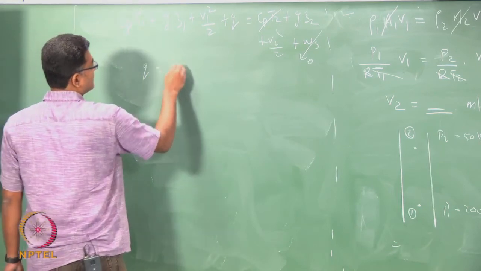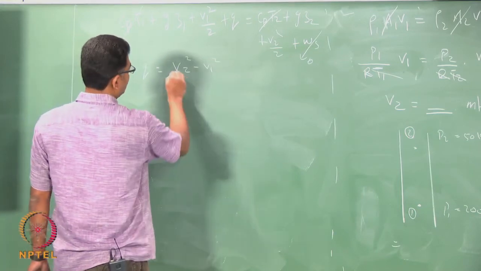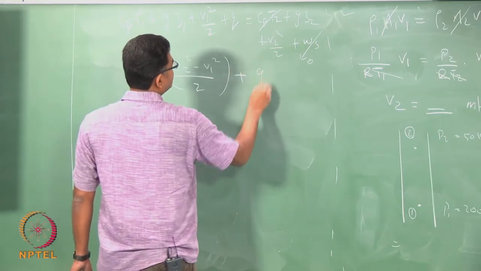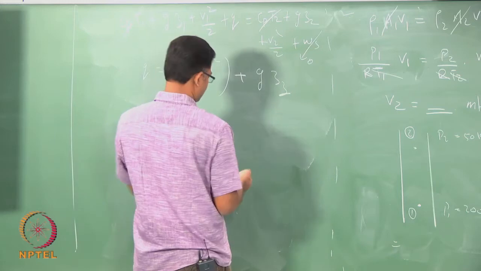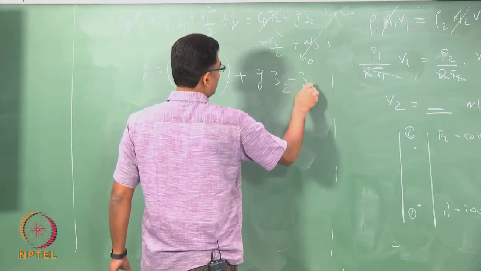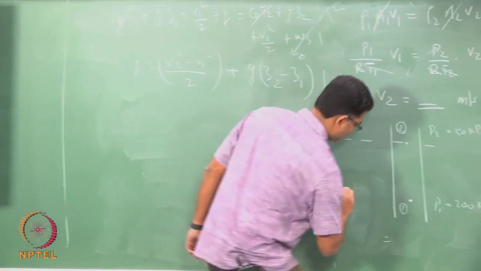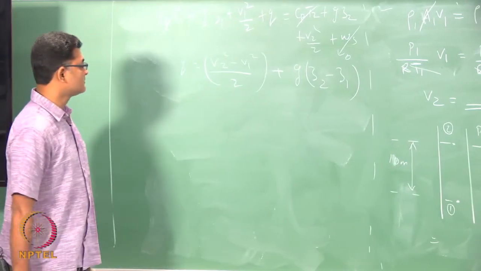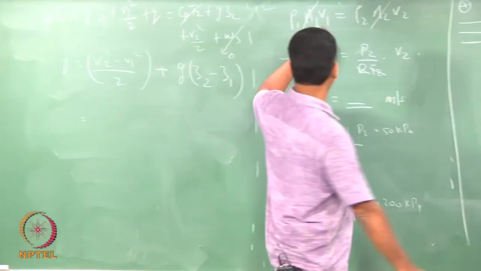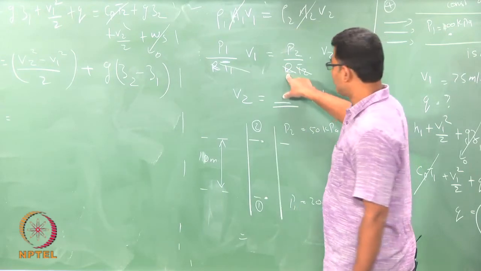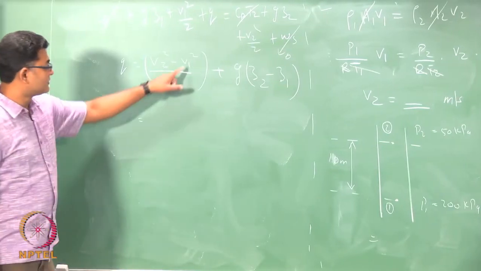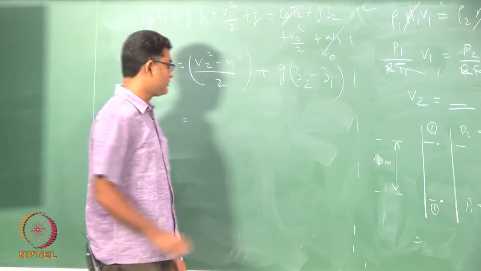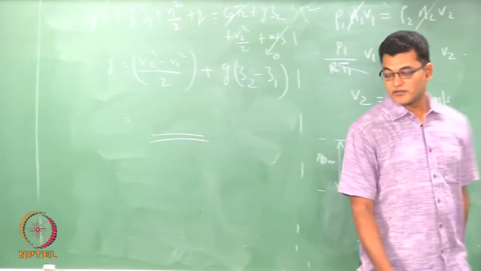So, you are left with Q is V2 square minus V1 square by 2 plus G times Z2 minus Z1. So, you need the distance between these two. Let us say that is 10 meters. So, V2 you can get from the same process, we have not used anything here, it is just the mass conservation and the ideal gas equation, these two are going to be the same. So, the V2 is going to be same. So, this quantity is going to be same plus some addition. So, if you have a potential, the heat exchange is going to be this much. Okay.